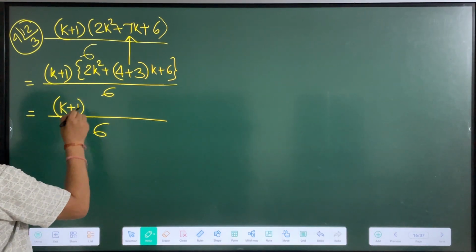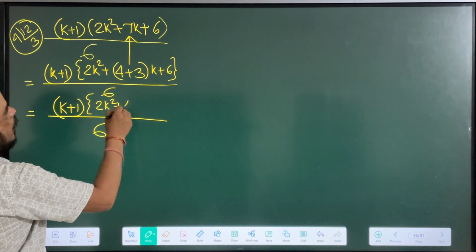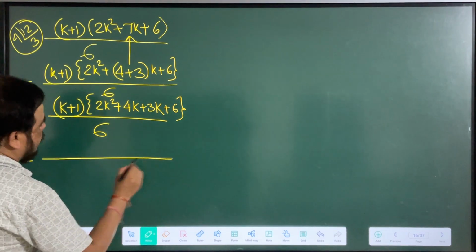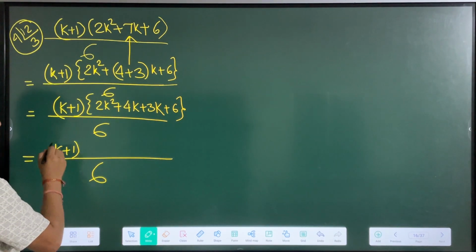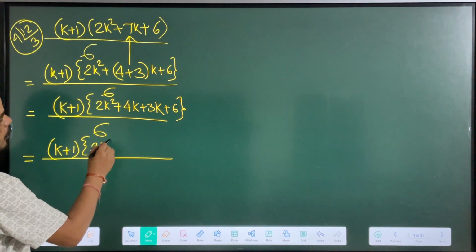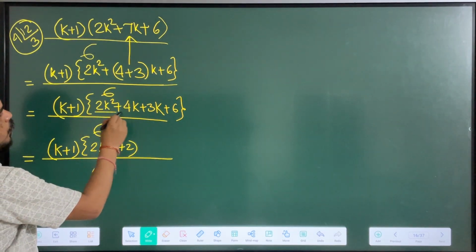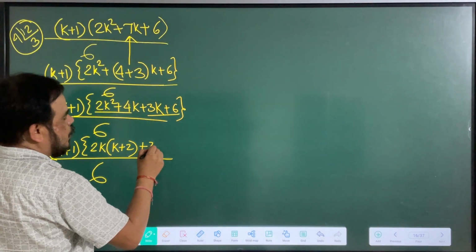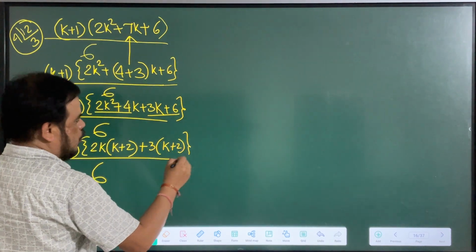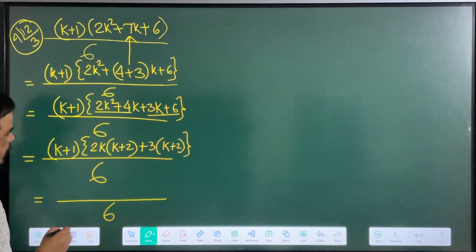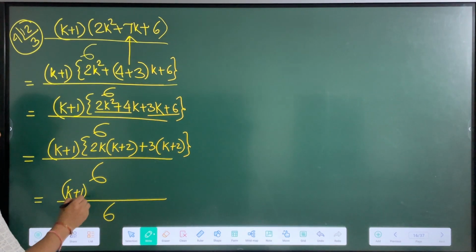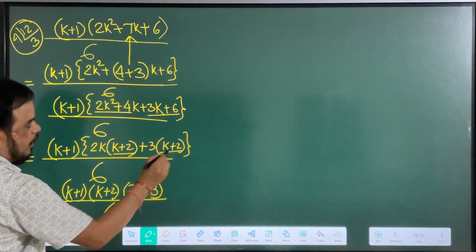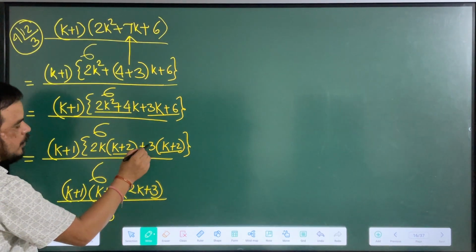k plus 1, 2k square plus 4k plus 3k plus 6. Again k plus 1. 2k can be taken common from the first two terms, 2k square plus 4k, then from these two terms we can take 3 common, k plus 2. So 6, k plus 1, k plus 2, 2k plus 3, k plus 2, k plus 2 common. What is left? 2k plus 3.